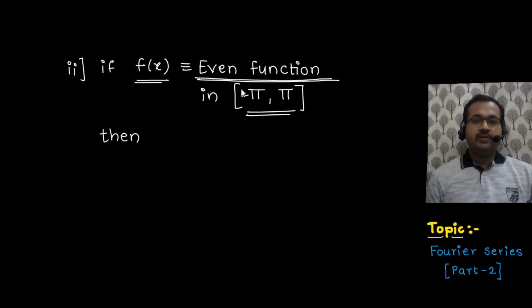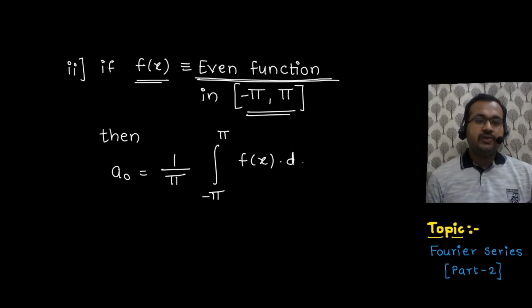So if f of x is an even function, then the corresponding Fourier coefficients will be: a0 is evaluated by 1 upon pi integration from minus pi to pi f of x. This was the initial formula that we start with. Since f of x is an even function, by using integral properties of even functions, we can rewrite this integral as 2 times integration 0 to pi f of x dx.